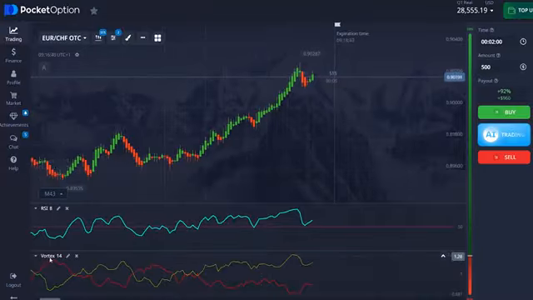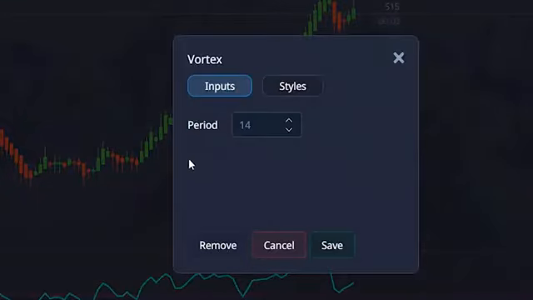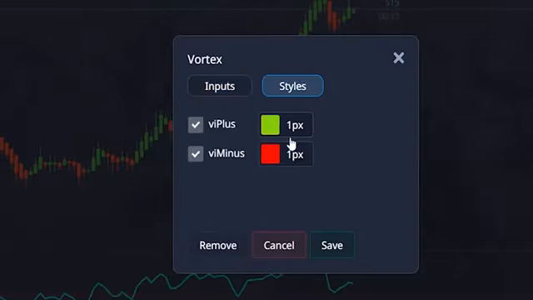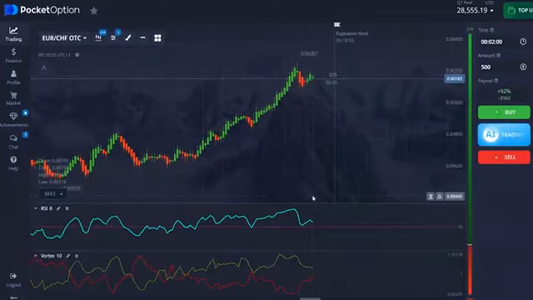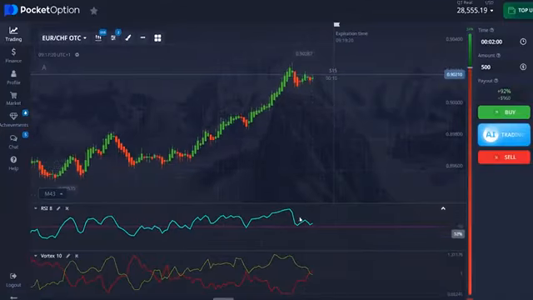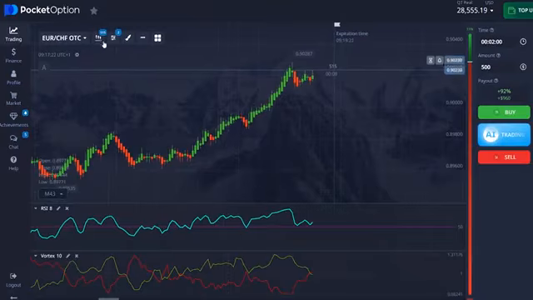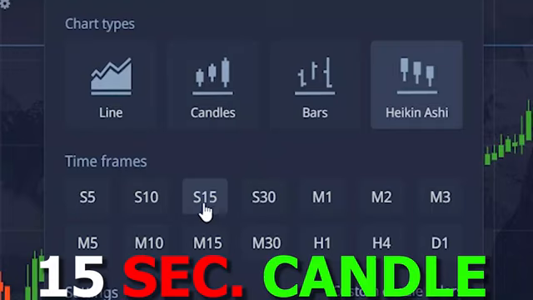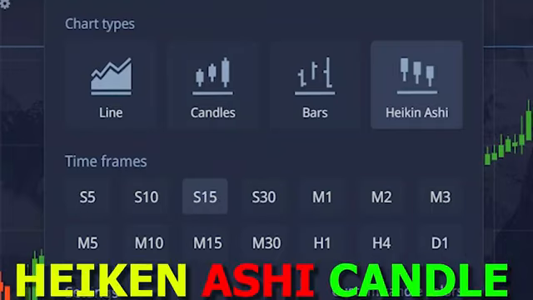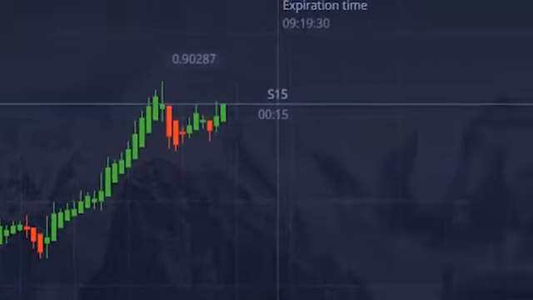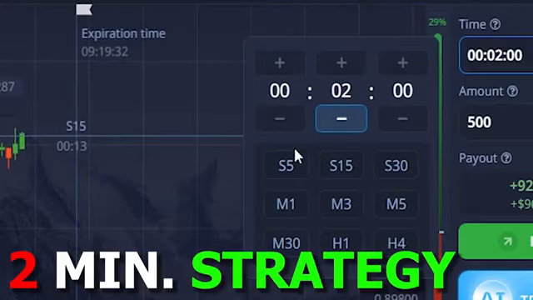So right here, we're going to come over to our Vortex indicator, and right here on the period, we're going to be turning it to 10. Right here on the style level, you can use any colors that you're really pleased with, but I'm going to be using green and red. And when you're done, guys, you're just going to click on save. So this is how your indicators should look. So with this strategy, I'm actually making use of the 15 seconds candle time frame. I'm using Heikin Ashi candlestick, and also I'm trading this particular strategy on 2 minutes, guys.